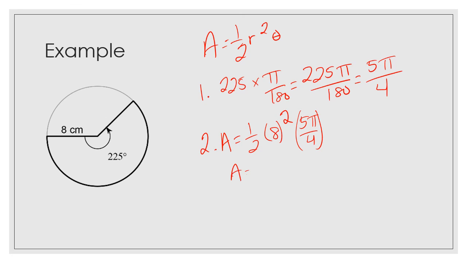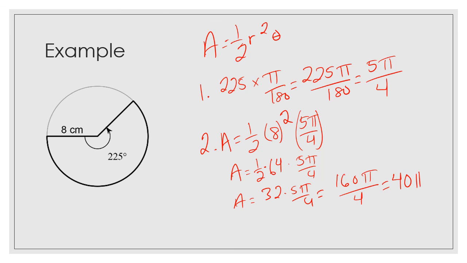So A equals 1/2 times 64, which is 8 squared, times 5 pi over 4. Then my area is 1/2 times 64 is 32, times 5 pi over 4, which equals 32 times 5 is 160, so 160 pi over 4. Then 160 divided by 4 is actually 40. So we get that the area is 40 pi.